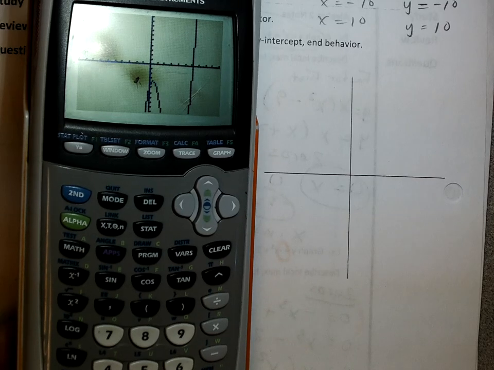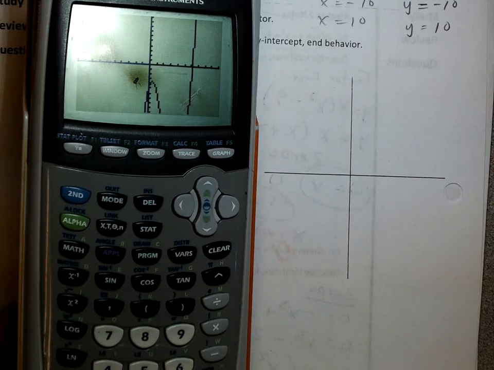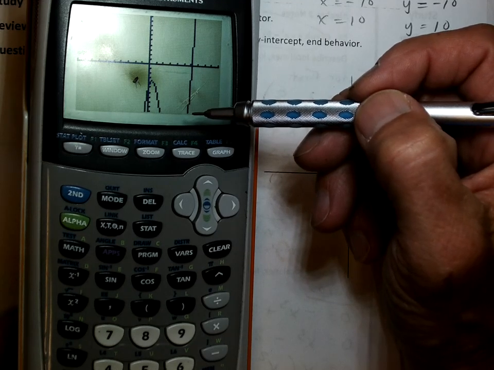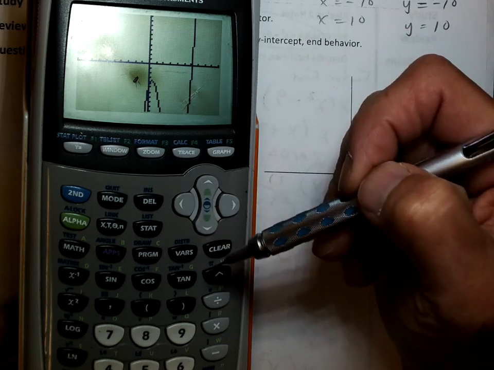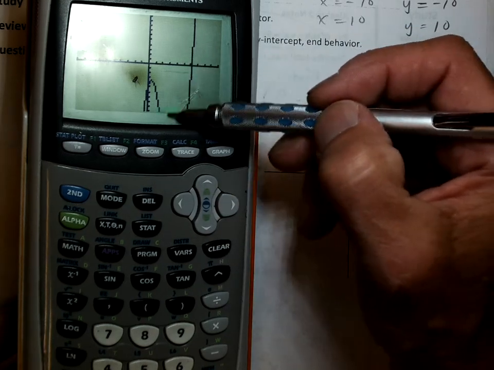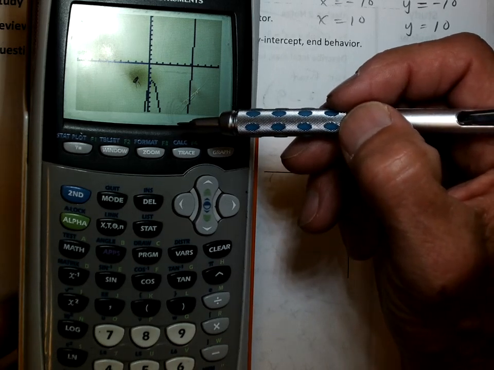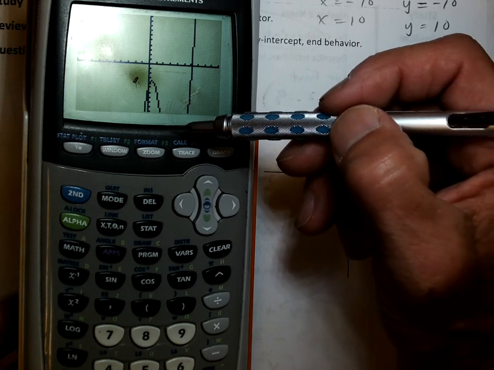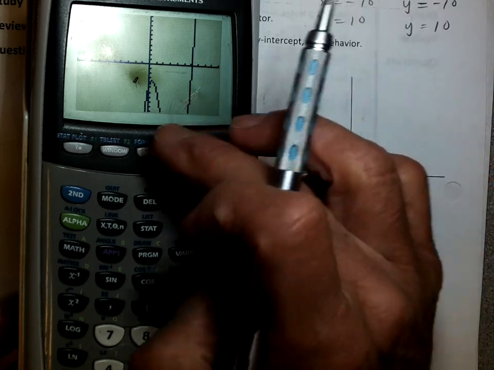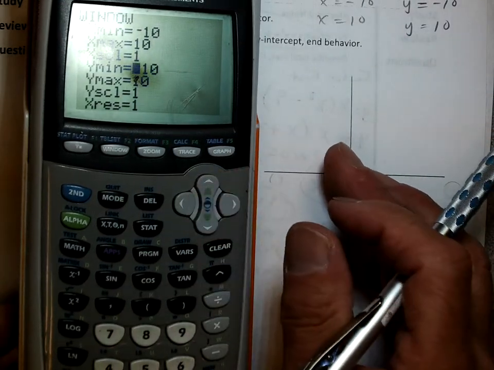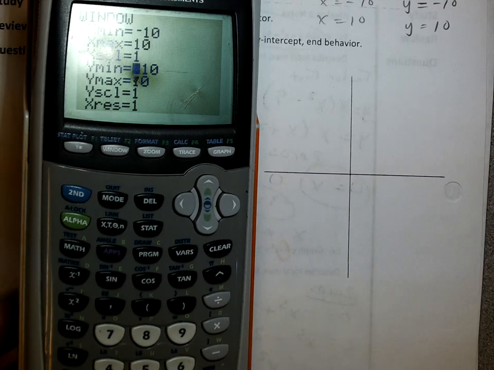Okay, now here's what I have. Something's going on down here, but I can't see it. So I'm going to adjust my window. I need to go further down, right? Does that make sense? Something's going on around here somewhere, but I can't see it. I need to make my Y minimum more, so I'm going to go to my window, and I'm at negative 10 for my Y minimum. Let's try negative 20. I don't know.